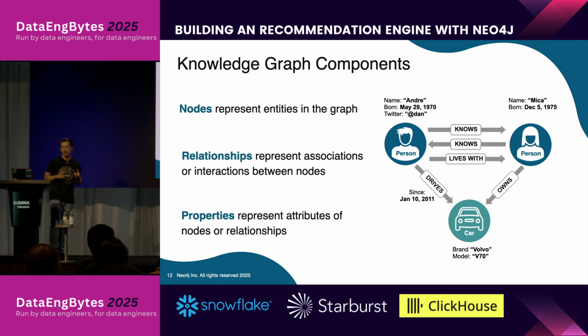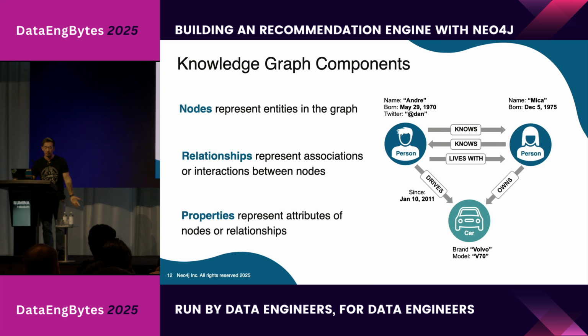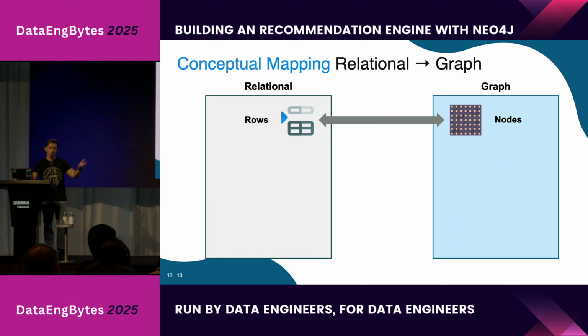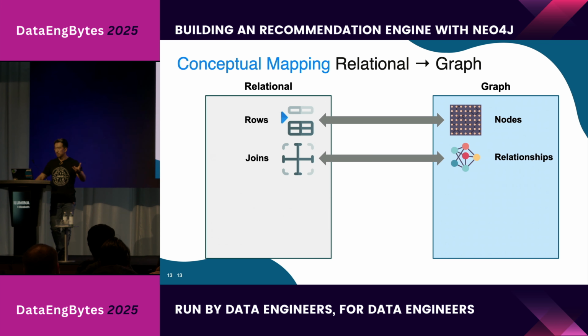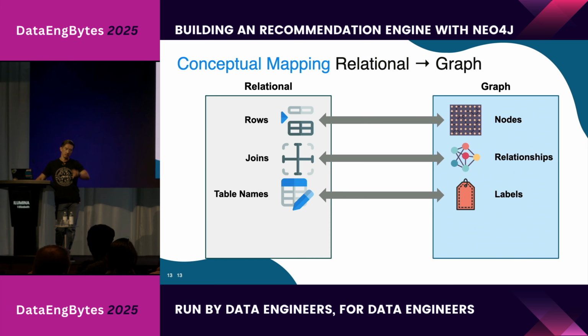And lastly, the graph database Neo4j is a property graph. That means we can store a lot of contextual property information, not just on the nodes themselves, but also on the relationships. So you can see the person, let's say Andre, has been driving a Volvo since January 10th, 2011. There's a lot more contextual information you can store within the relationship, which would be very powerful. Because if you map a relational model to a graph, rows become the nodes, and the join tables become relationships. And then you have table names, which we'll just call the label of the node. As you saw in the previous chart, person would be a label, and vehicle would be a label.